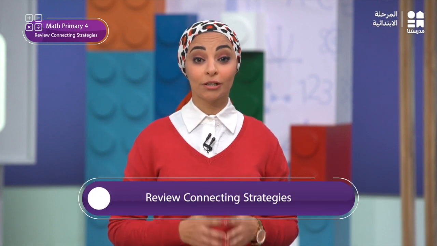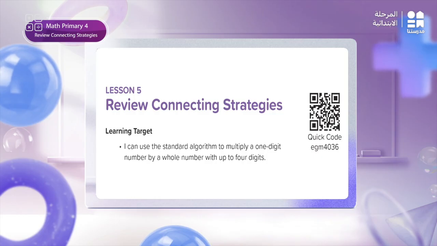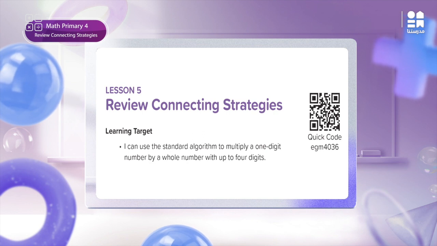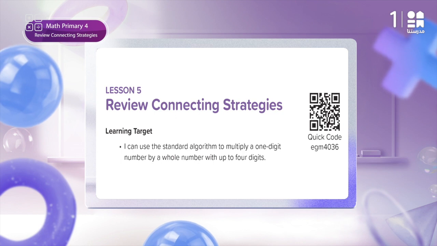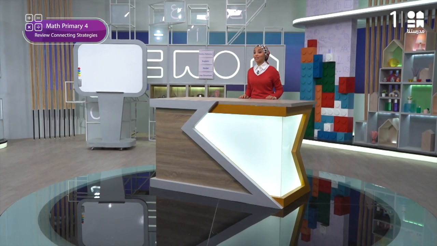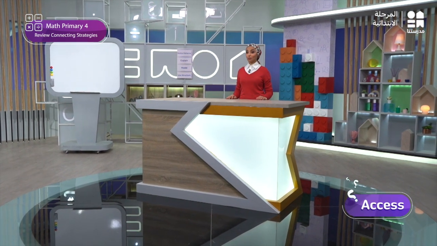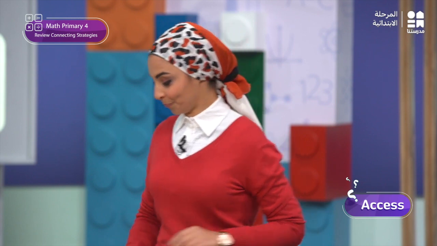Today, we will connect the strategies, in lesson 5, concept 1, which is called review connecting strategies. We will focus today on using the standard algorithm to multiply a one-digit number by a whole number with up to 4 digits. Now we want to use our understanding of the strategies at the start of Access on page 277 in your school book. Let's see it all together.